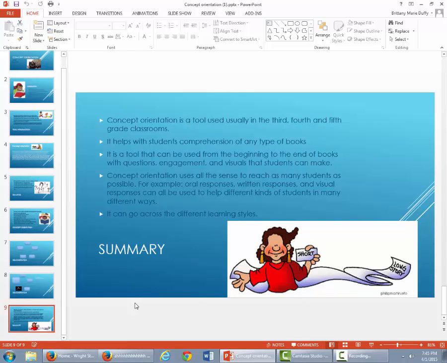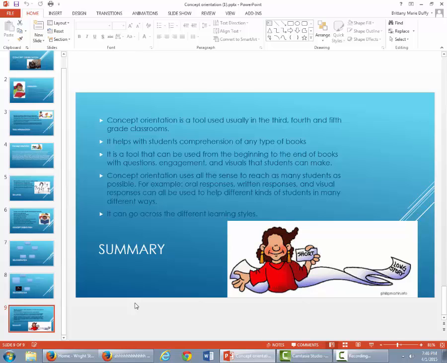So my summary: concept orientation is a tool used usually in the 3rd, 4th, and 5th grade classrooms. It helps students with comprehension of any type of books, whether it be fiction, nonfiction, or expository books. It is a tool that can be used from the beginning to the end of books with questions, engagement, and visuals that students can make. Students can make the questions and the visuals that help them remember what the book is about. Concept orientation uses all the senses to reach as many students as possible. For example, oral responses, written responses, and visual responses can all be used to help different kinds of students in many different ways. And this goes across the different learning styles.